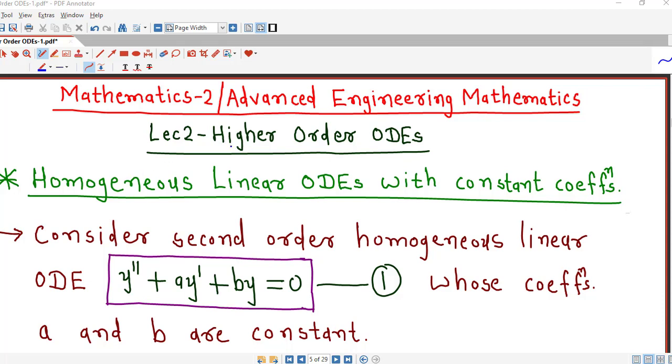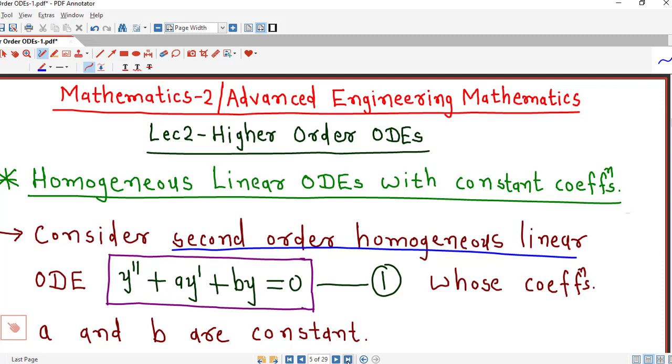Hello friends, I welcome you in lecture number 2 on higher order ordinary differential equations. In this lecture we are going to discuss how to solve homogeneous linear ordinary differential equations with constant coefficients. So first we will discuss how to solve second order homogeneous linear equations, and after that we will generalize the methods to the higher order ordinary differential equation.